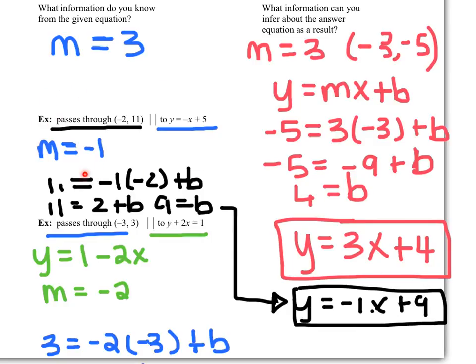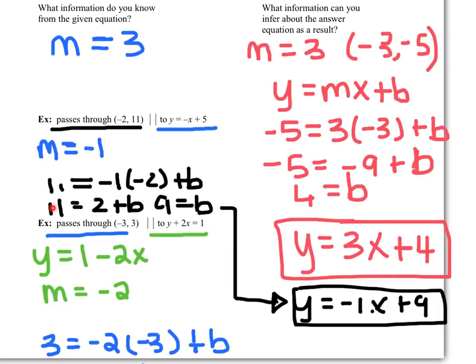So for this example here, my goal is to write the equation of the black line, which I know passes through the point -2, 11. The thing that I need to know about the black line before I can continue is what is its slope. To do that, I know that it's parallel to the blue line, and the blue line is written in slope-intercept form, and the blue line has a slope of -1. Parallel lines have the exact same slope, so that's also going to be the slope of my black line.